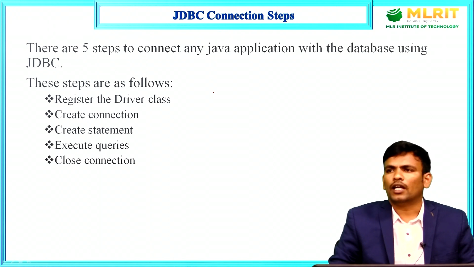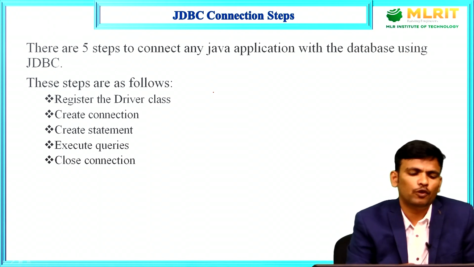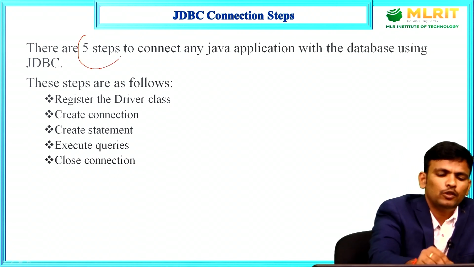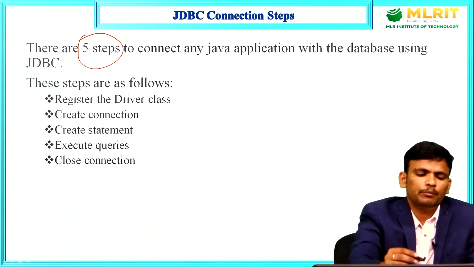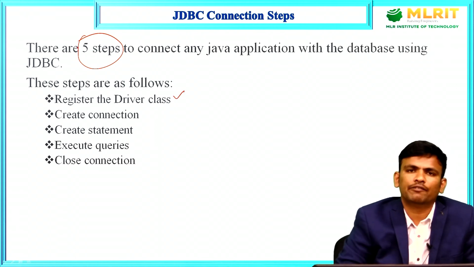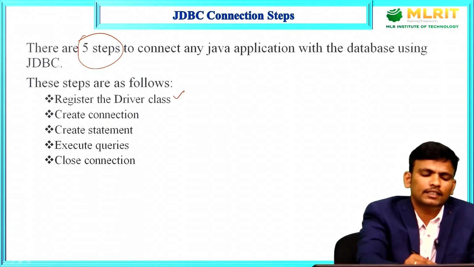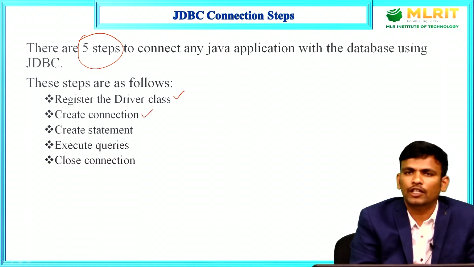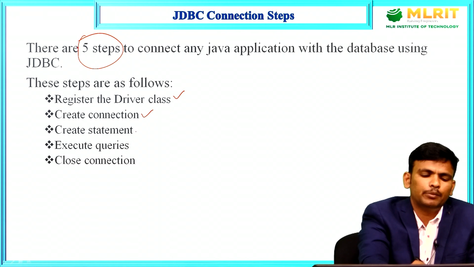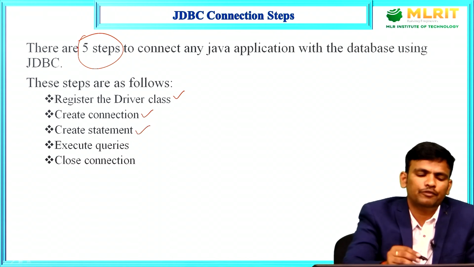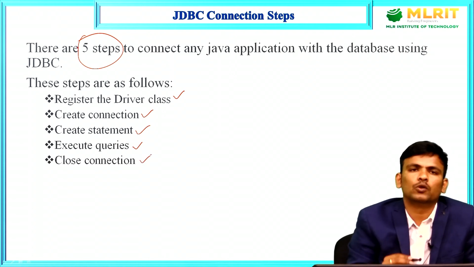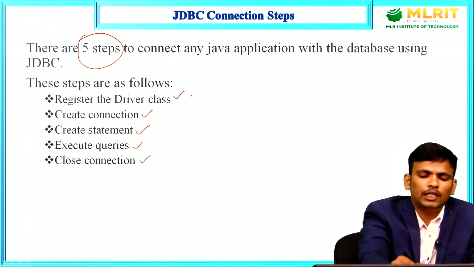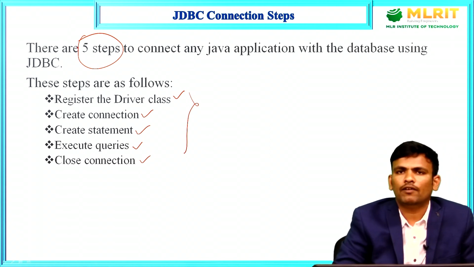So, to connect the JDBC, we need to follow some steps. There are 5 steps we need to follow to connect a Java application to the database. The first step, we need to register the driver class. The second step, we need to create the connection or establish the connection. And third step, we need to create the statement. And fourth step, we need to execute the query. And last step, we need to close the connection. So, these are the steps we need to follow to connect a Java application to the database.